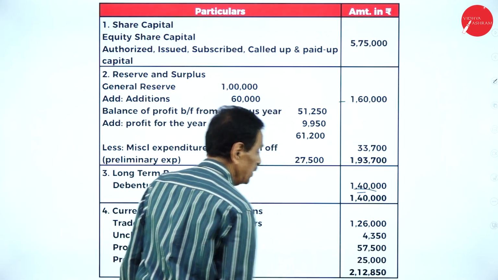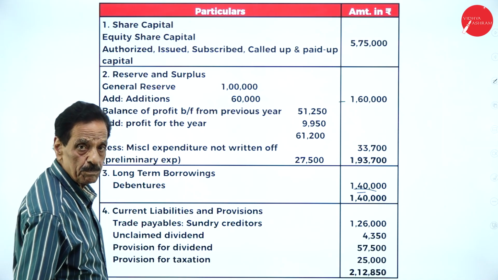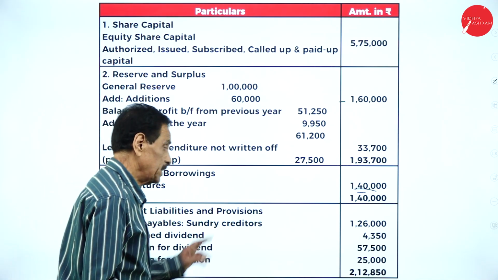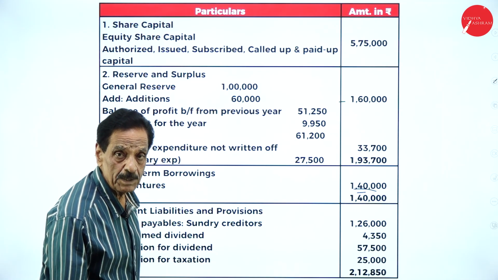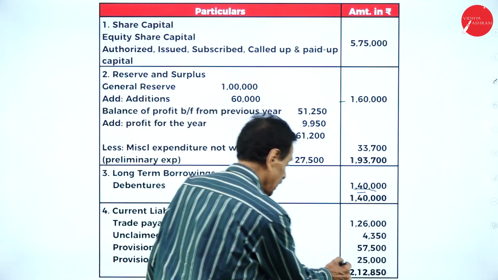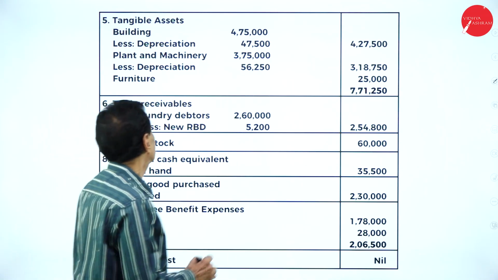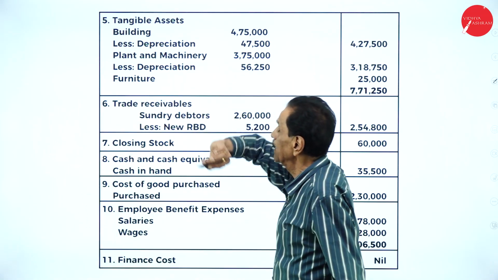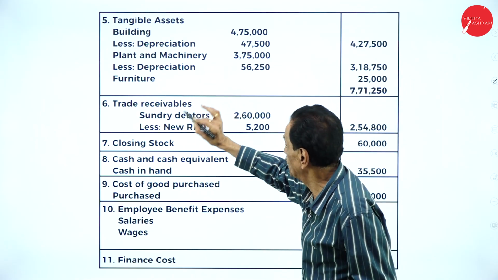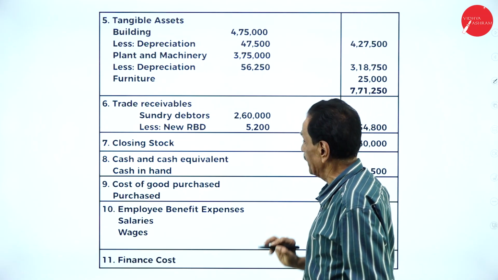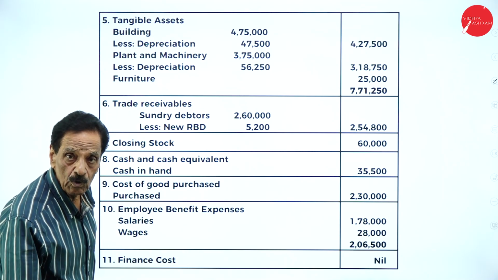Provision for taxation is 25,000. This is proposed dividend. Provision for dividend means proposed dividend. This is 10% on share capital. Provision for taxation as per adjustment. Total current liabilities and provision is 2,12,850. Come back here. Tangible asset: building minus depreciation, machinery minus depreciation, furniture, no depreciation, 25,000. Totally 7,71,250.